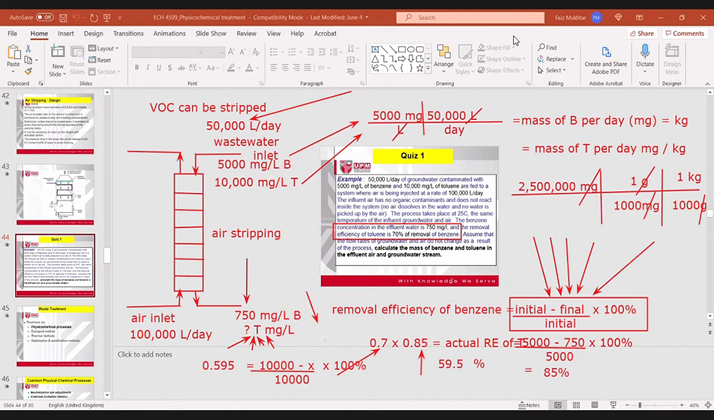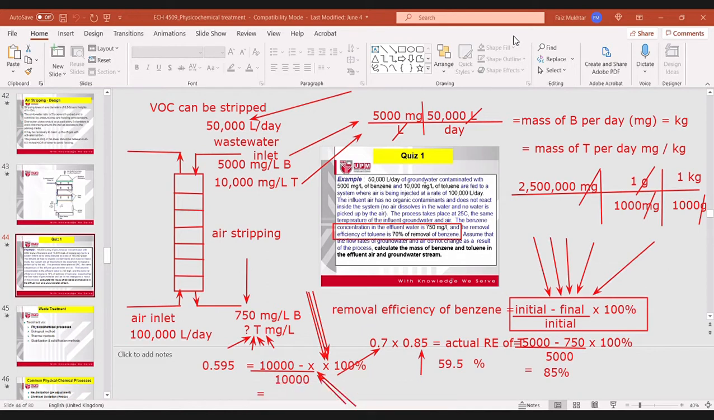This X here is a multiplier, not a power of 2. So you try to find the X here: 10,000 minus X, because X represents the final concentration, over 10,000 times 100%. Solve for X and you will get the amount of toluene at the bottom. Anyone who calculated, you can tell me what the amount is.